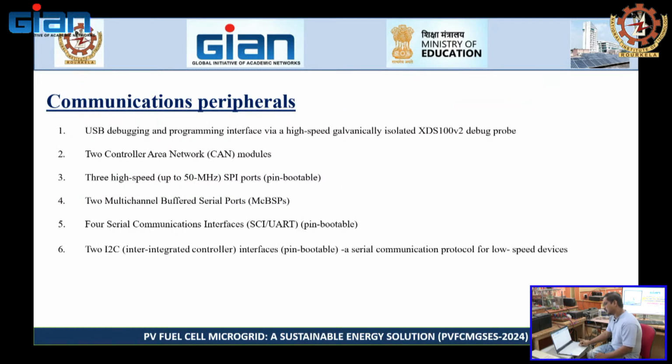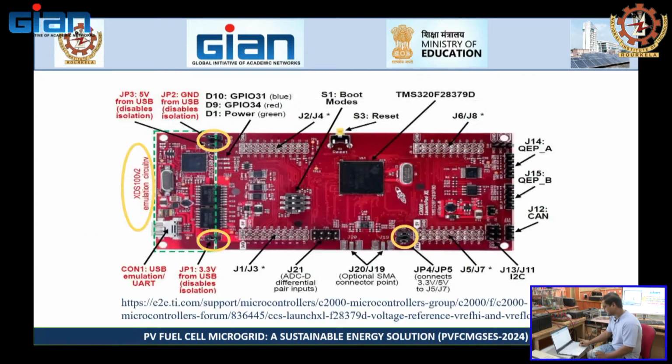And we have communication peripherals here. We have 2 CAN modules, 3 SPI ports, 1 USB debugging port, 4 serial communication interfaces and 2 I2C. And here you can see the overview of our board.